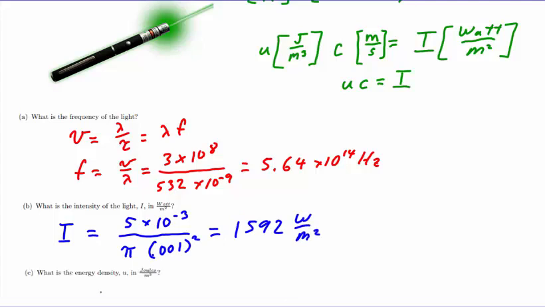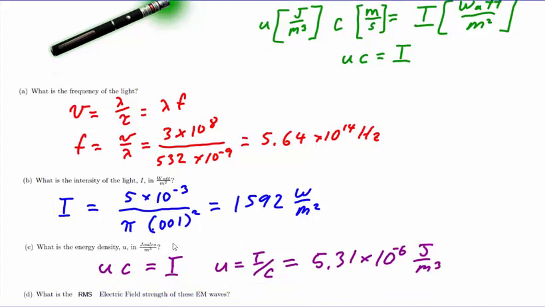In order to solve for the energy density, we're going to make use of one of the formulas that we derived previously that relates the energy density to the intensity, which can be solved for the energy density as intensity divided by the speed of light. Plugging in the result from Part B, we'll get an answer of 5.31 times 10 to the minus 6 joules per cubic meter.